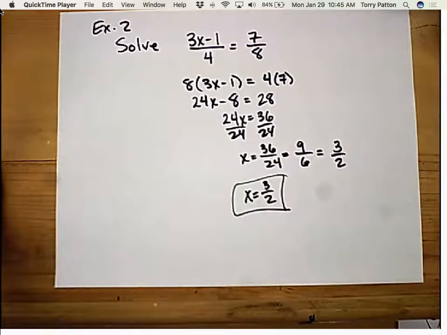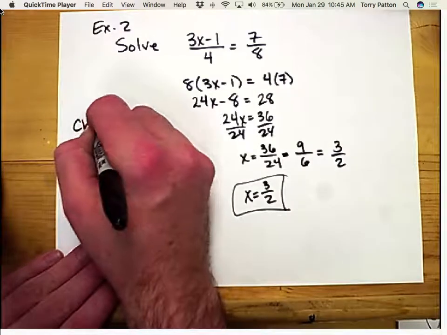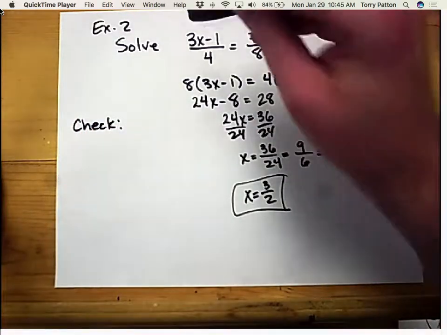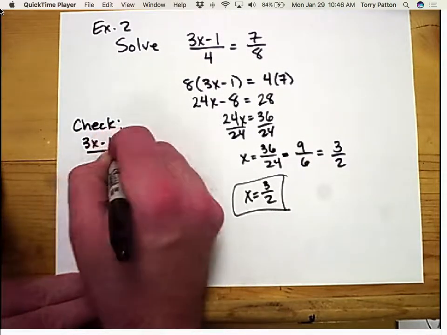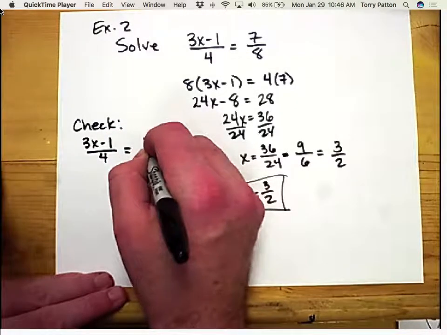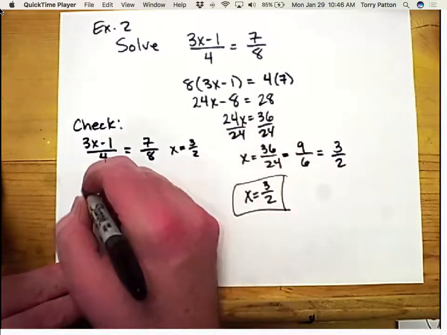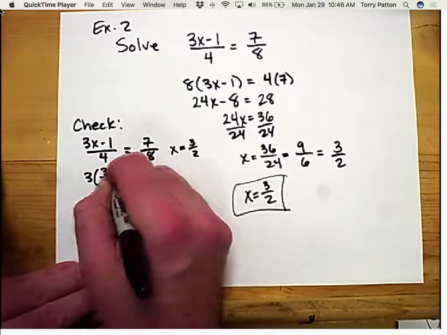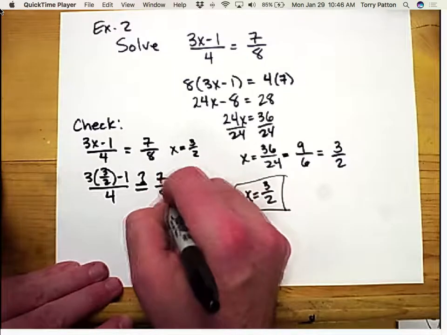Now, if this were a word problem and it wanted to know how many feet, you wouldn't say 3 over 2. You'd need to say 1.5 or 1 and 1 half. You need to change it back. But for this, it's that. Now, how could we check our answer? Plug that back in and see if it's true. So see if 3x minus 1 over 4 equals 7 over 8 when x equals 3 halves. So that would be 3 times 3 halves minus 1 over 4. Does that equal 7 over 8?